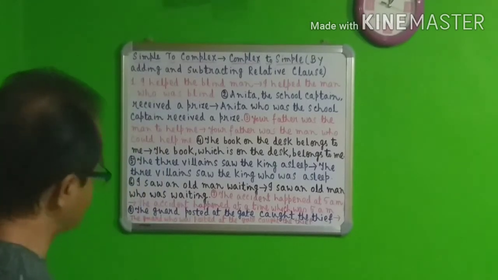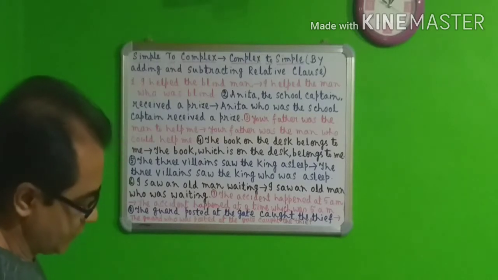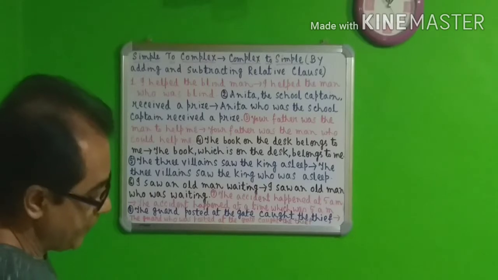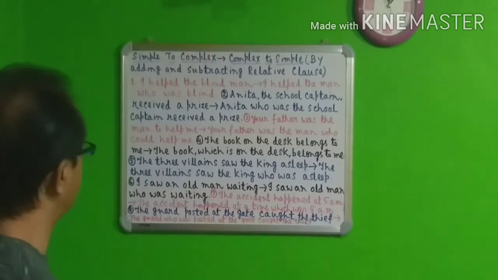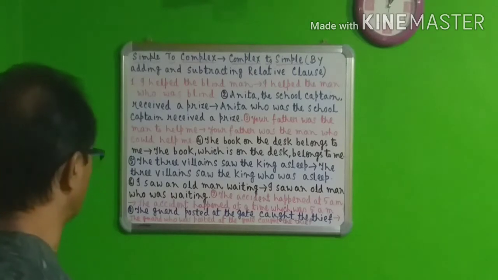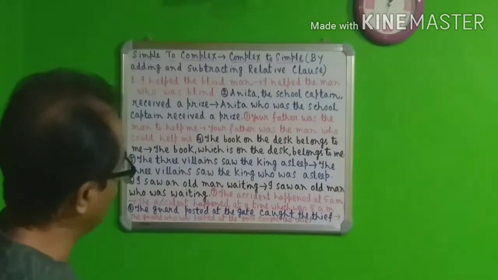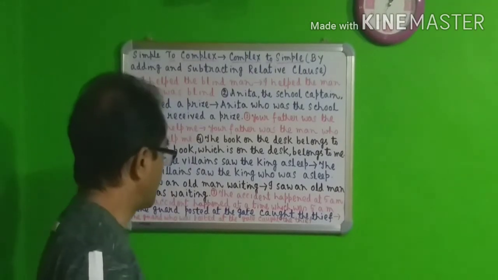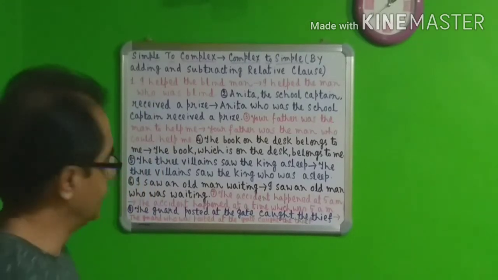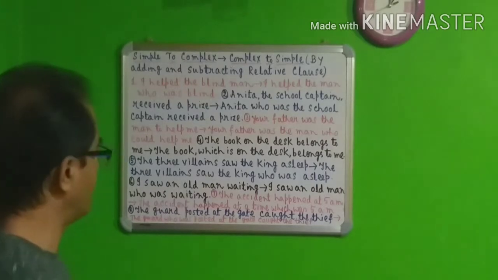Let's go to example number 6. Replacing a present participle with a relative clause. I saw an old man waiting. Waiting is not the verb. The main verb is saw, only one verb.